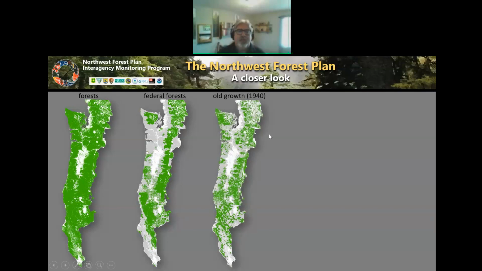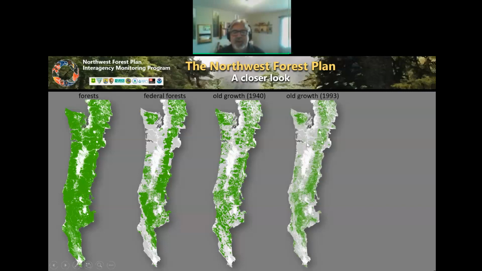This is a map of old growth in 1940, so you can see that not the entire forest was covered by old growth. In 1940, there were patches and pockets of it in between fire footprints from the past. This is what it looks like as of 1993. 1993 is the year that the Northwest Forest Plan was designed, and then it was implemented in 1994. So you can see in this map over here, most of the remaining old growth occurred on the federal forest footprint over here. So if you look at these two maps, you'll see a lot of similarities between the two.